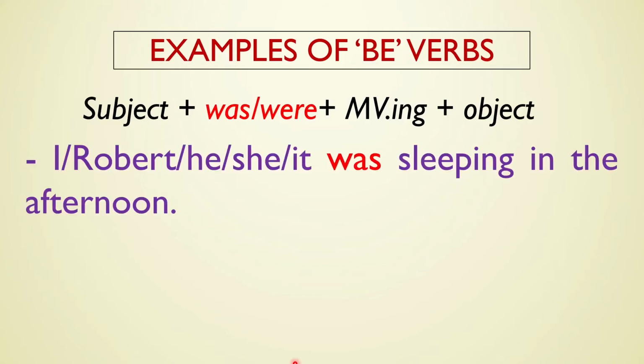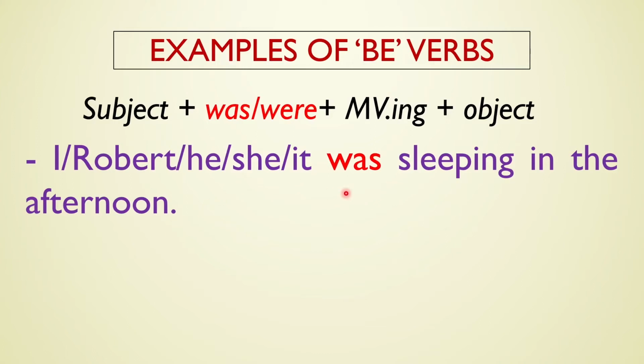Now examples. I, Robert, that is in third person's name, he, she, it was sleeping in the afternoon. So the sentence can become, I was sleeping in the afternoon, or Robert was sleeping in the afternoon. He was sleeping in the afternoon. She was sleeping in the afternoon. It was sleeping in the afternoon.